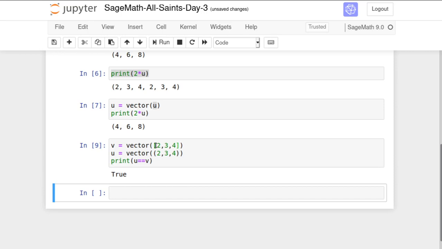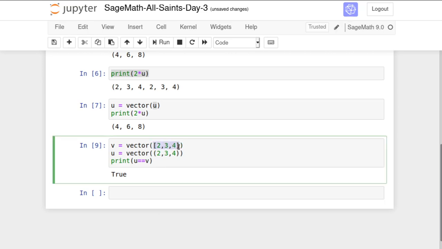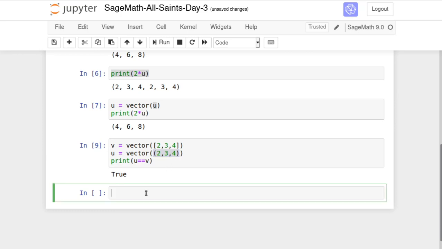So the vector command has to be applied for converting a list or tuple. List means whatever you are enclosing within square brackets. Tuple means whatever you are enclosing, comma separated within ordinary bracket. So we can convert a tuple or a list into a vector by using the vector command.